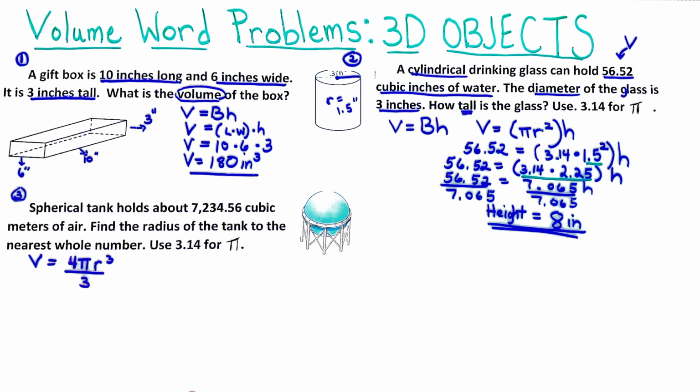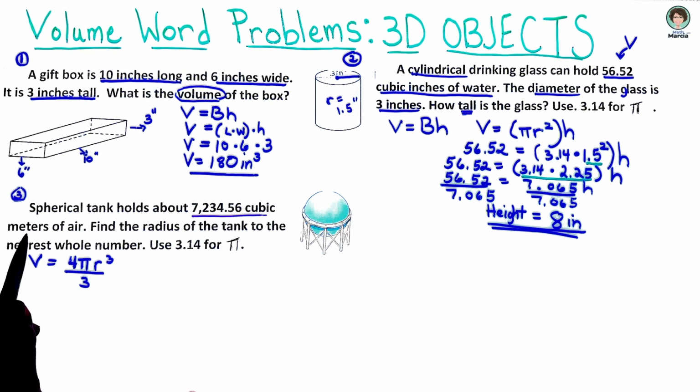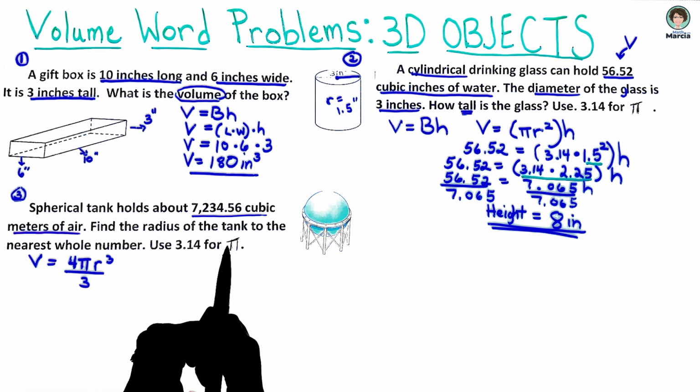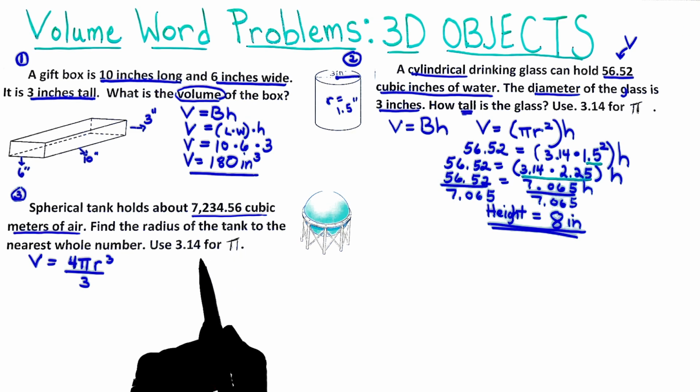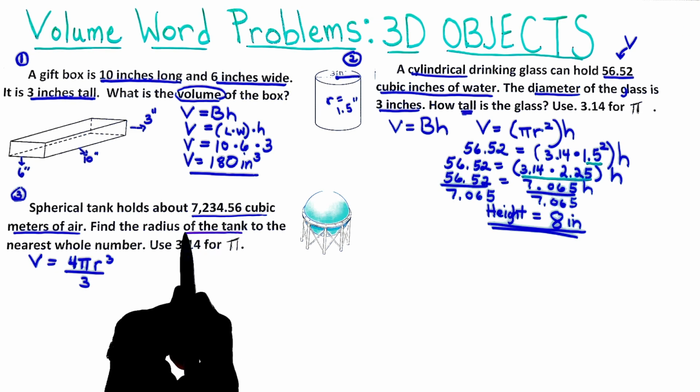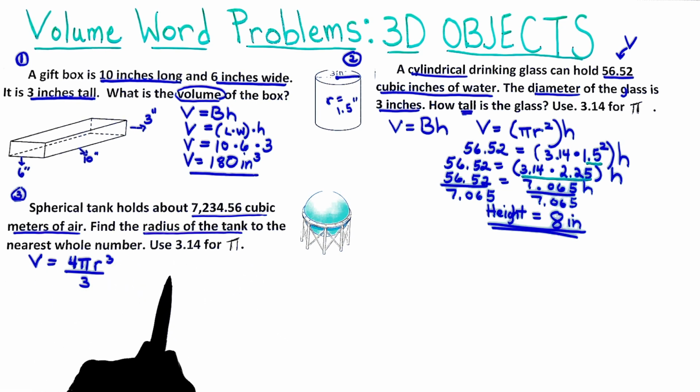All right, well, let's go ahead and let's mark the text. What do we know? It says it holds this much, and so that means they gave us the volume. The volume was given. They want you to find what is the radius of the tank. And again, nearest whole number, and we're using 3.14 for pi.